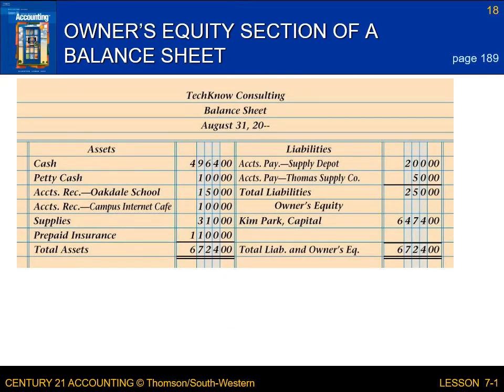Now, to figure out the owner's equity section of a balance sheet, it's a little bit different. We have to do a calculation to figure out our current liability. And our current liability is a calculation of our beginning liability plus or minus net income minus drawing. And I'll go over that with you here.